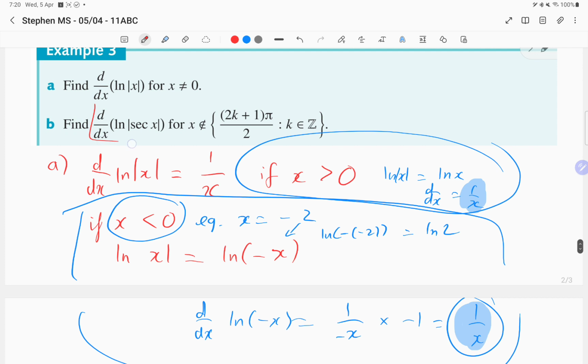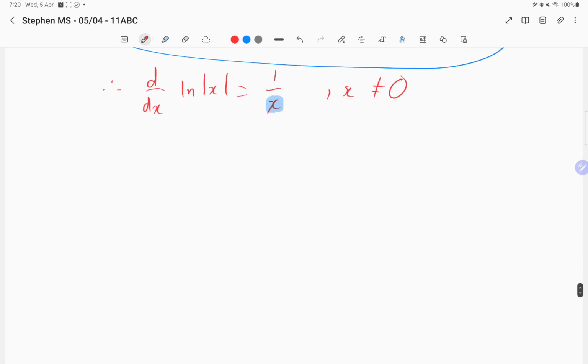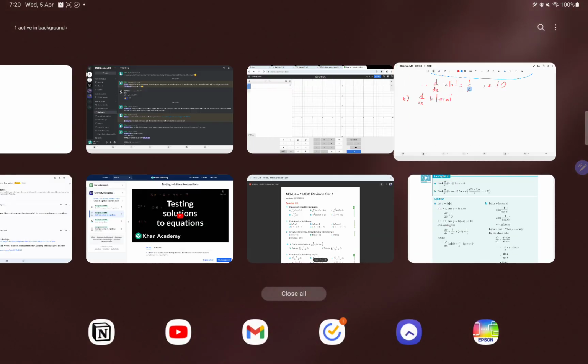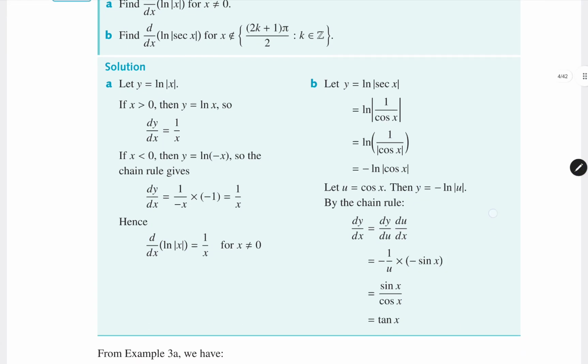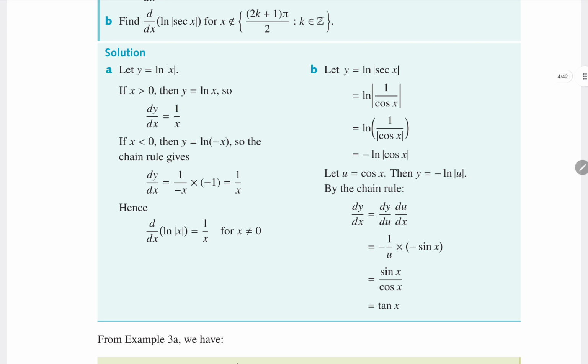This one is a bit tricky. Find d over dx of ln sec x. So, derive ln of absolute value of sec x. Let me quickly check the textbook's explanation.